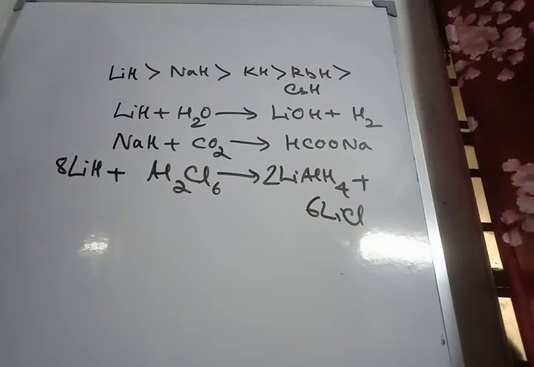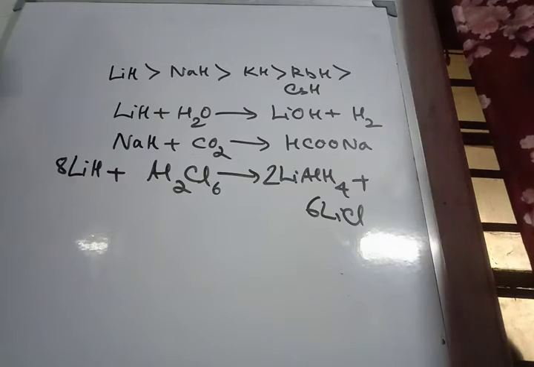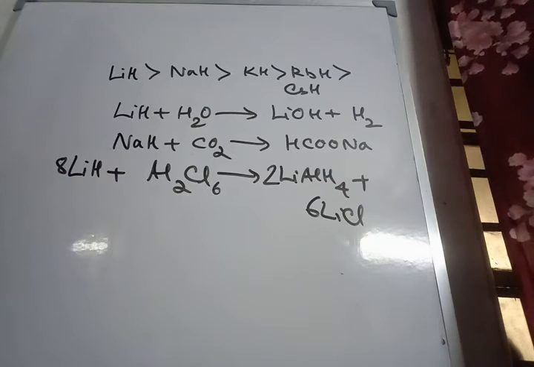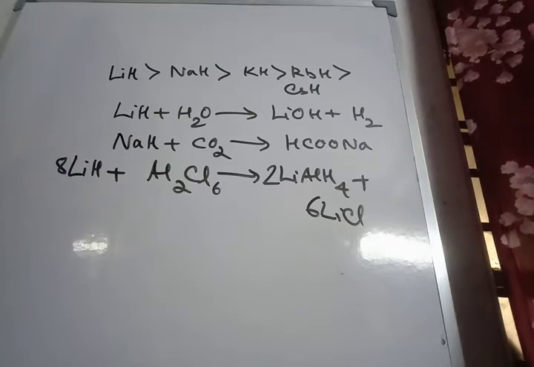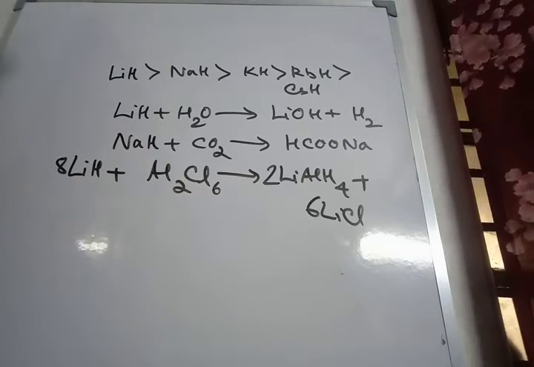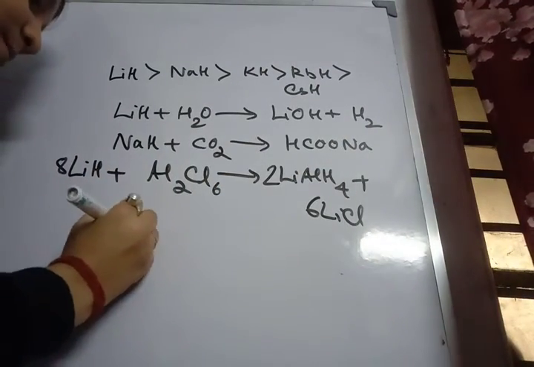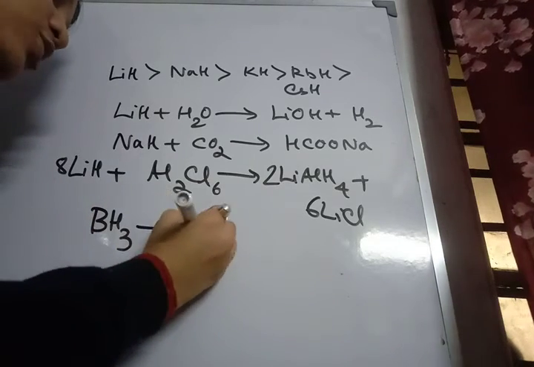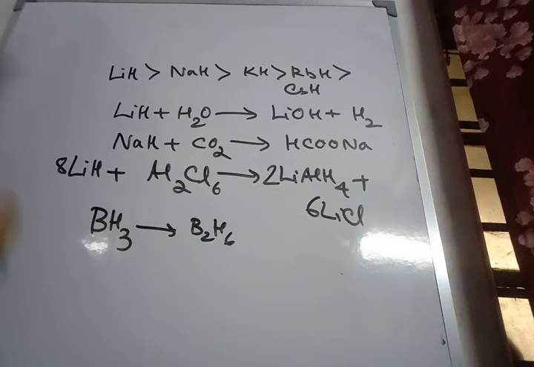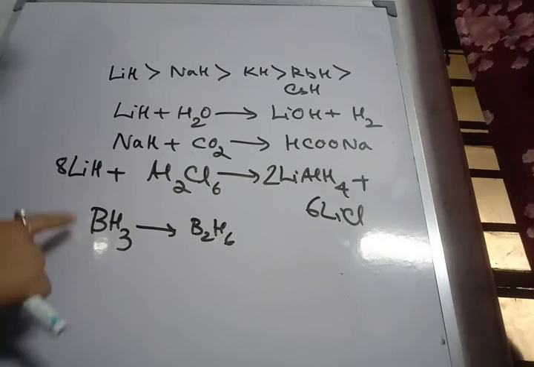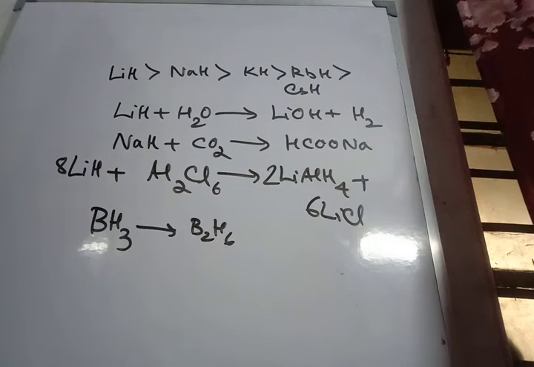Next, we come to the classification of molecular hydrides depending on the electronic configuration of the central atom. First, we have electron deficient molecular hydrides. In this particular part, the central atom has incomplete octet and they usually form polymeric structure. For example, BH3 has incomplete octet, and it is present always as B2H6. It undergoes dimerization. So it is the example of molecular hydride which is electron deficient.